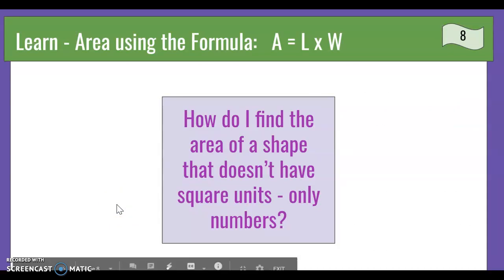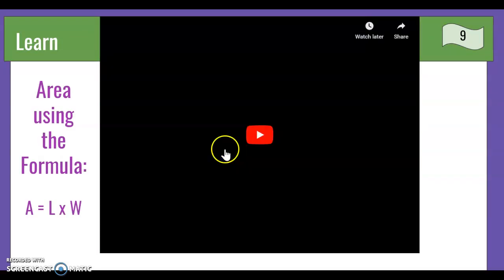Okay, so how do I find the area of a shape that doesn't have square units? It only has numbers. Well, let's watch our video.